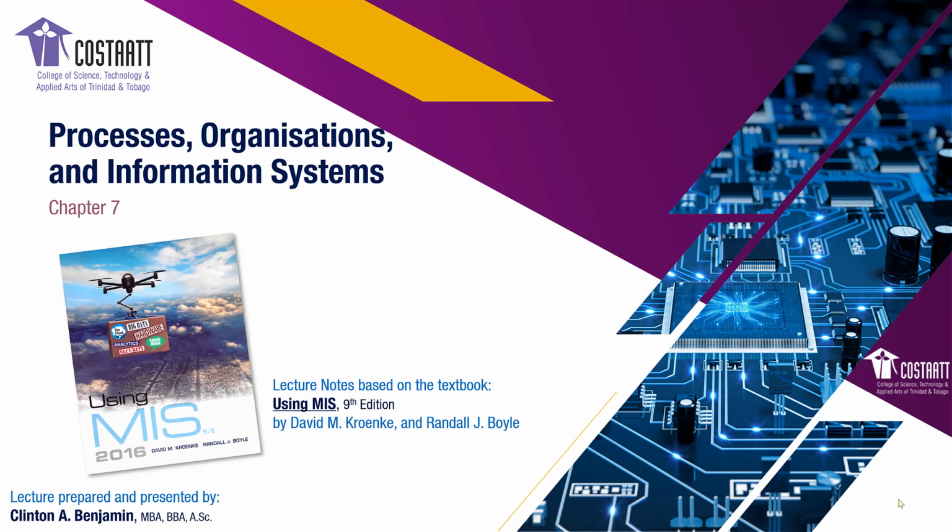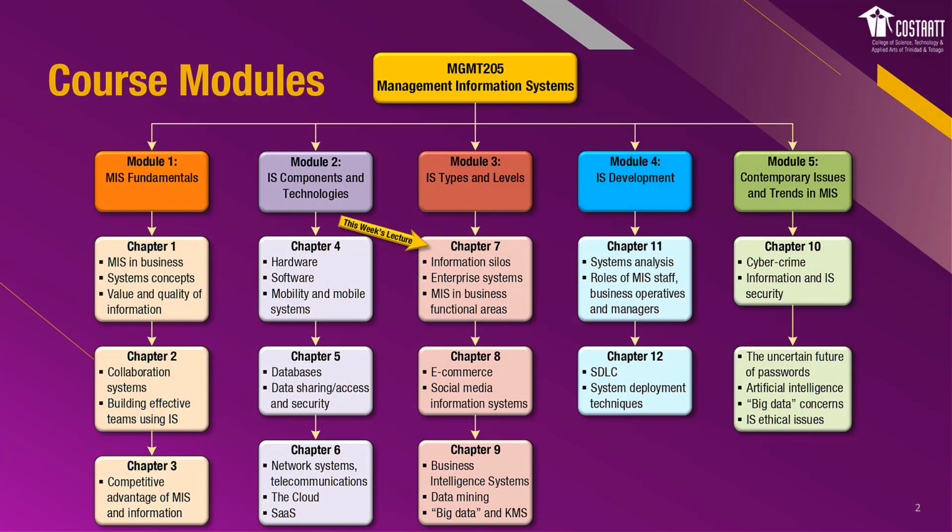MGMT205, Management Information Systems. This week we're going to be covering Chapter 7, Processes, Organizations, and Information Systems. We're beginning Module 3 with Chapter 7, and in this module we're going to be looking at different types of information systems and the levels within the organizations that these various types of information systems serve. In this opening chapter, we're going to be specifically looking at enterprise-wide systems and, of course, the processes within the business that these systems enable or improve.